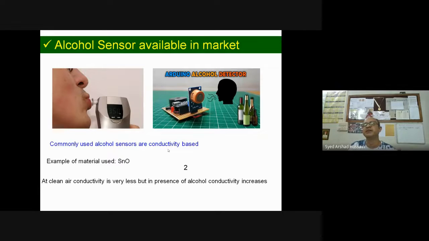Just by observing the color change, you can have an idea. For quantification, you take an image using maybe a mobile phone, and we have software. If you put the image there, it will tell you the amount or concentration of alcohol you consumed.